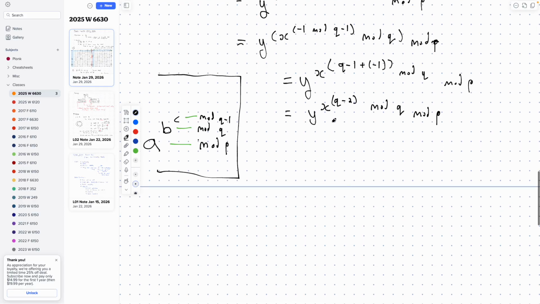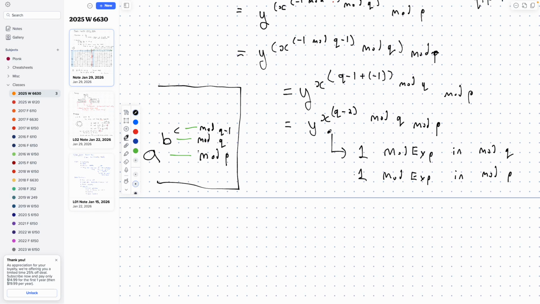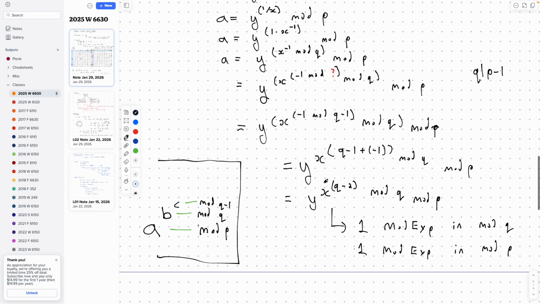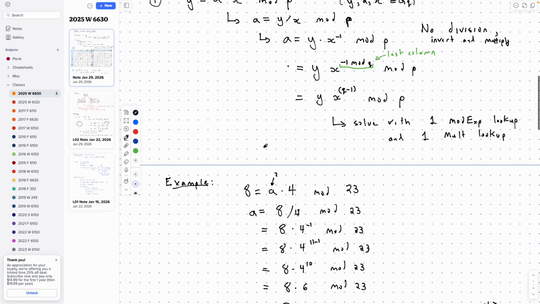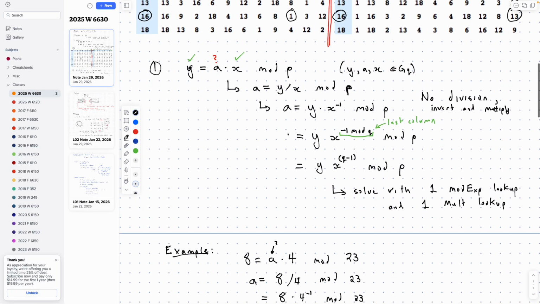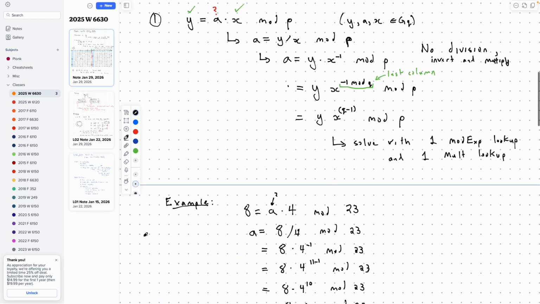Okay, so it's one mod exp in like a mod q table, and then it would be one mod exp in mod p. Okay, so I didn't prepare the table, but let's do a numeric example anyways, and I'll just get Wolfram Alpha to solve it for us. So let's just use the same y and x. So I was calling y equals 8, x equals 4.